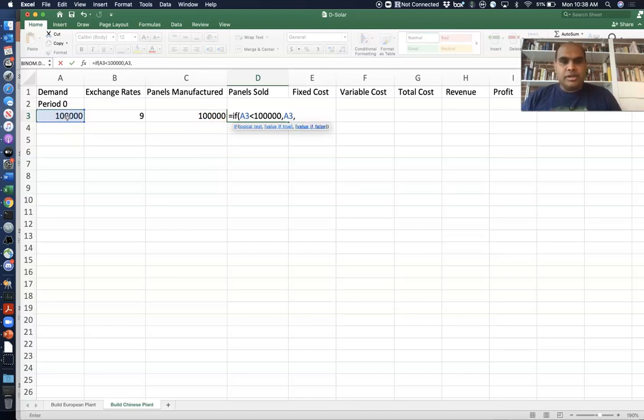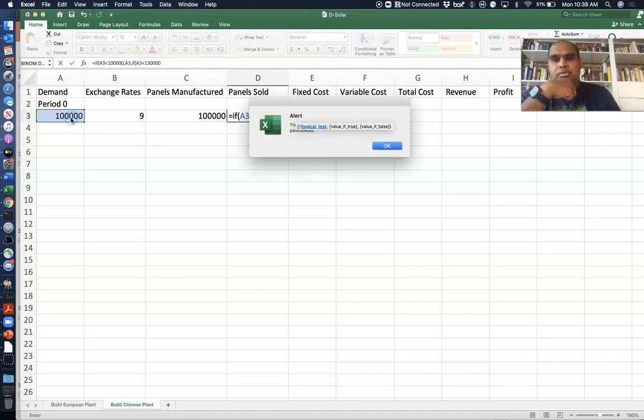Otherwise, if that's not the case, we have to write another if function. So if demand is less than 130,000, right? So if this is the case where demand is more than 100,000 but is less than 130,000, in which case you will still make the same number, because if demand is less than 120,000, you can sell 120,000 panels. That's not a problem. So I guess that makes it easier.